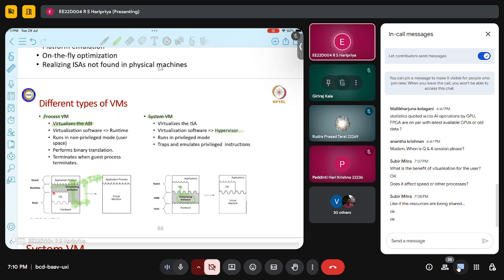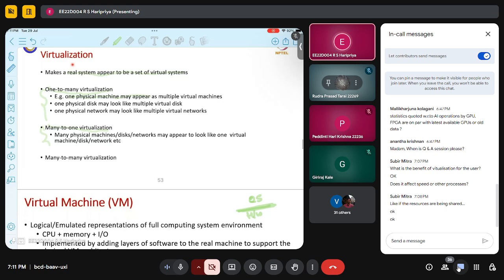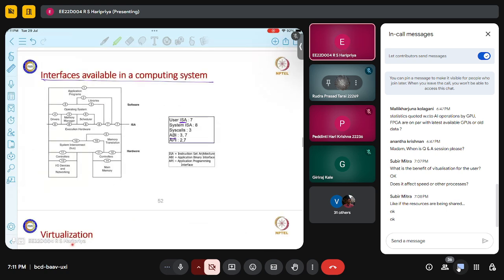The advantage of this process-level virtual machine is that, talking about process VMs, we are virtualizing the ABI. The ABI was the interface, a combination of the system calls between 2 and 7. Sorry, the API is 2 and 7.